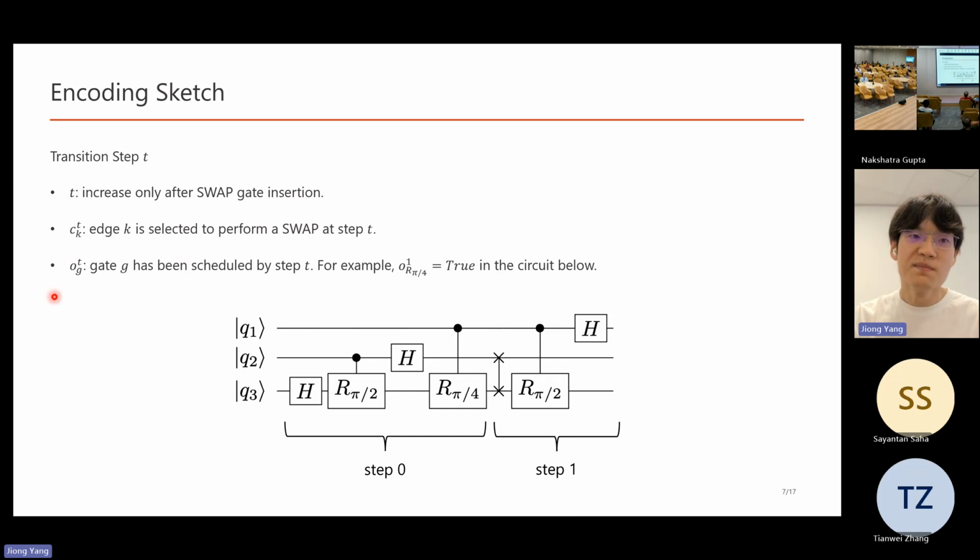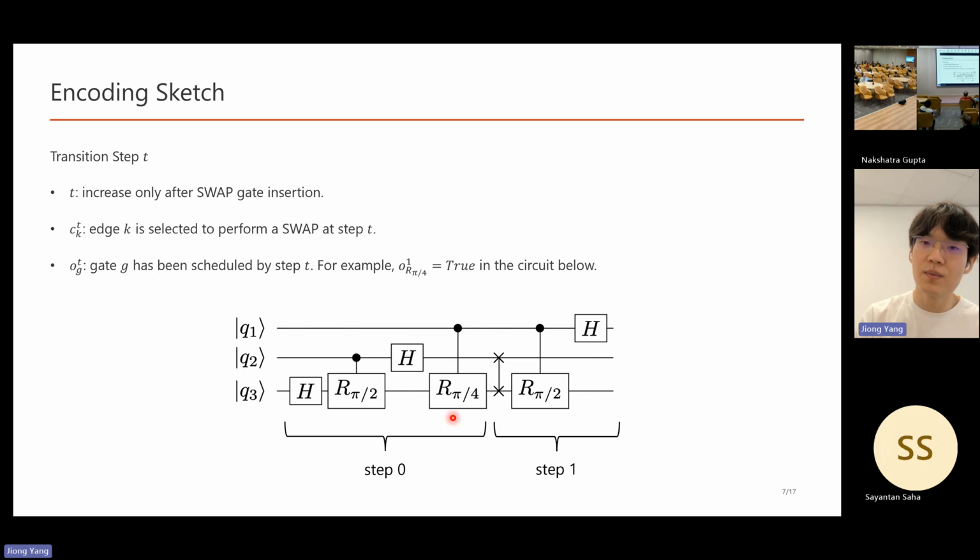And we use a Boolean variable o_t^g to indicate whether the gate g has been scheduled by step t. So if o_t^g is true, it means that the gate g is scheduled at step i for some i less than or equal to t. So for example, in the circuit below, for the gate R pi by 4, the variable o_1 is true because it has been scheduled by step 1, and it's particularly scheduled at step 0, which is less than step 1. And our target is to make sure all the gates have been scheduled by the last step. That is, the variable o is true at the last step for all the gates.